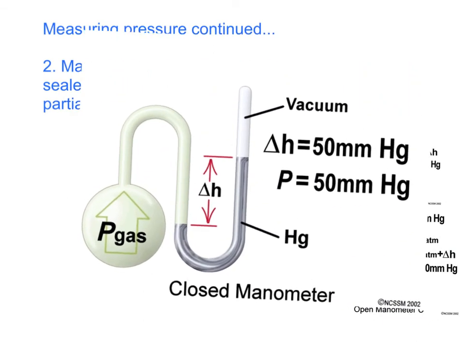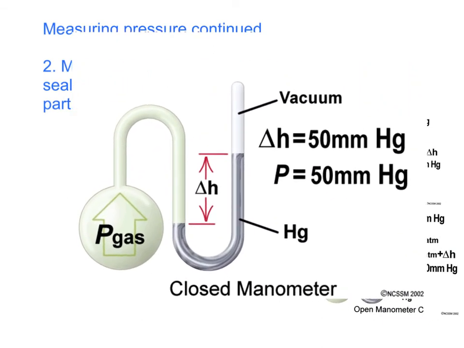So let's take a look at a closed manometer. The manometer can be equipped or fitted to some kind of gaseous system like we see here, and will allow the gas to exert pressure, push against the mercury in the tube. And so basically how high it pushes the mercury in the tube, this delta H means height change, height difference, that's equivalent to pressure.